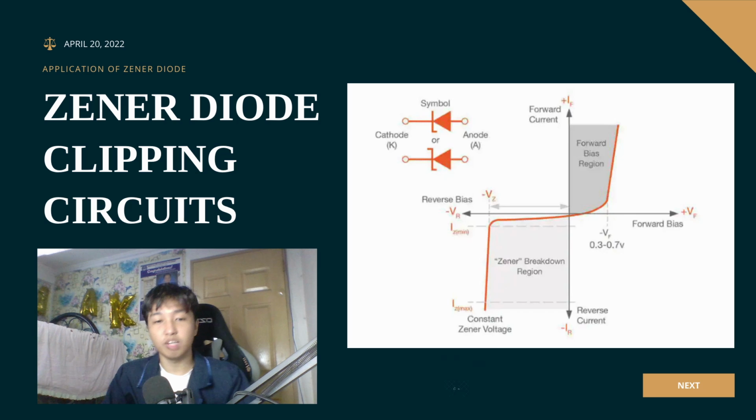Positive diode clipper. During the positive half cycle of the sinusoidal input waveform, the diode is forward biased. Anode more positive than cathode. In this diode clipping circuit, the input voltage magnitude must be more than 0.7 volts for the diode to become forward biased, and 0.3 volts for a germanium diode.